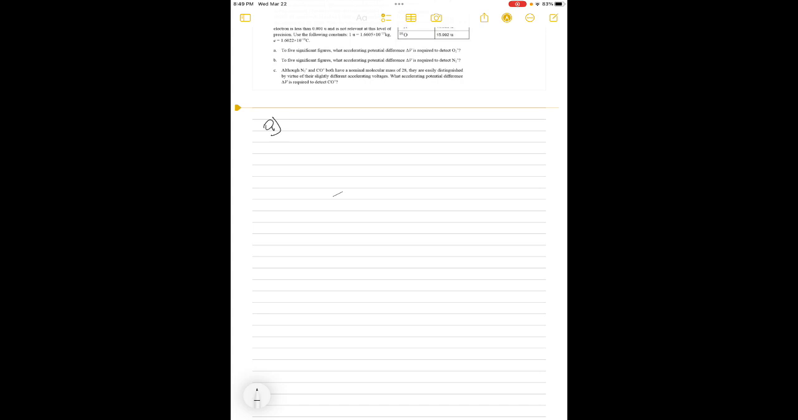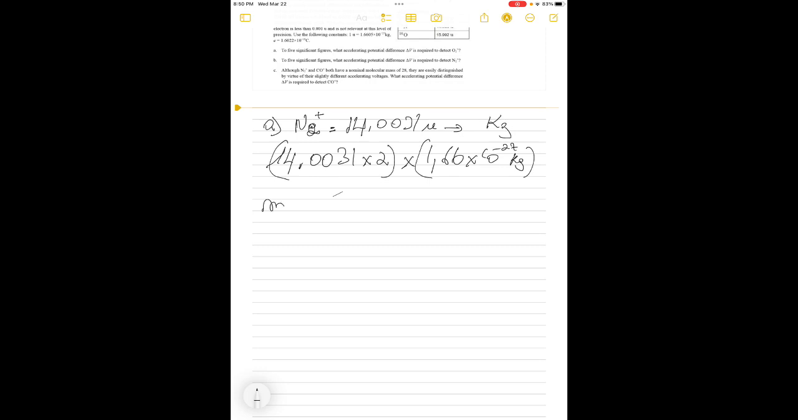Number A is about the N2 plus. We know the atomic mass unit of nitrogen is 14.0031 units, and we have to convert this to kilograms so we can have the mass. Because we have two nitrogen atoms, we have to multiply by 2, and multiply by 1.66 times 10 to the minus 27 kilograms, so we can have the mass in kilograms for the N2 plus. This will give us 4.65 times 10 to the minus 26 kilograms. This is the first step.